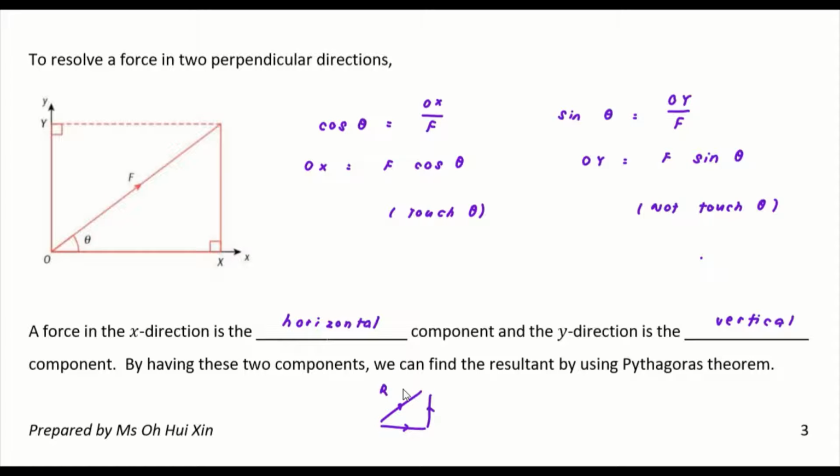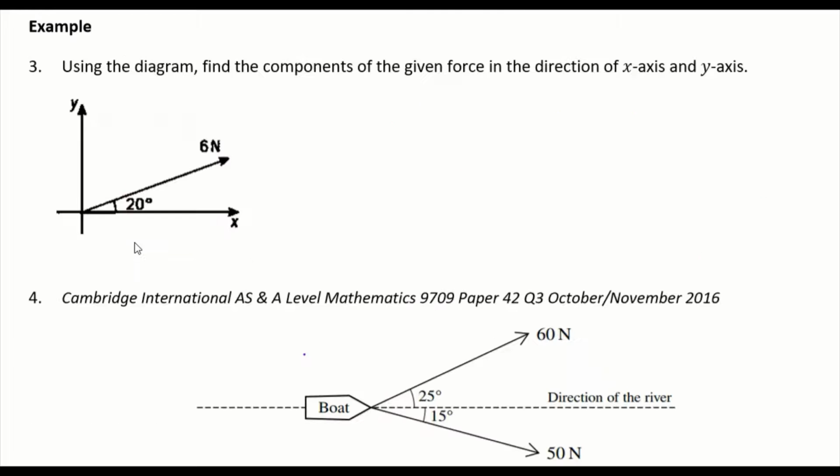Now let's look at the first example first, so you can understand how to use this in a very easy way before we move on to the puzzle question. All right, example 3. This is a basic skill question which I want to use to explain to you before we move on to the further question. Using the diagram, find the components of the given force in the direction of the x-axis and y-axis. You are given a force of 6 Newton here. You need to break it into two components, in the direction of x and in the direction of y. And you are given that theta here is 20.